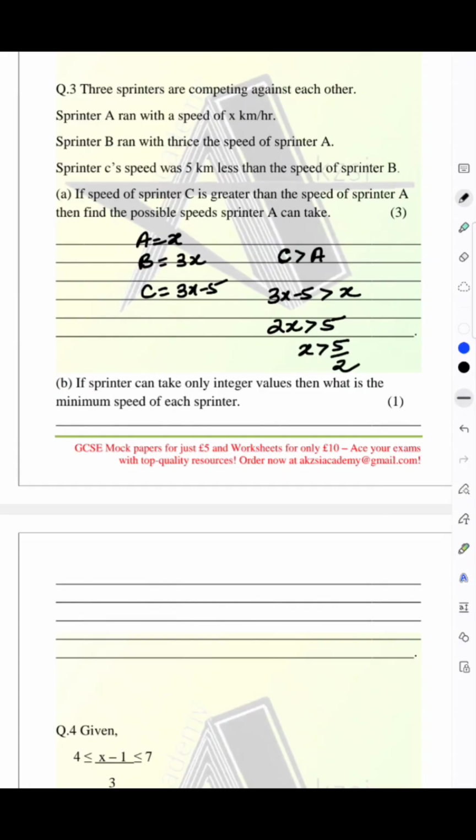If the sprinter can take only integer values, then what is the minimum speed of each sprinter? We have calculated x is greater than 5/2. So if it's greater than 2.5, the first integer value that will come will be 3. So the minimum value x can take is 3. In that case, B will be 3 times 3, that is 9, and C will be 3 times 3 minus 5, which is 4. So these are the speeds of each sprinter.